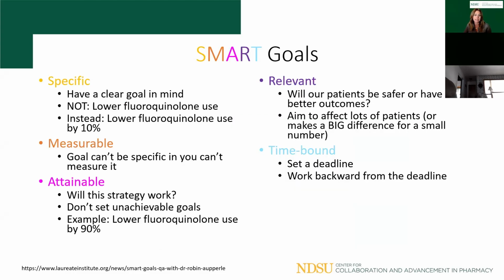An example of specific is really having that clear goal in mind, not just saying let's lower fluoroquinolone use, but instead saying lower fluoroquinolone use by 10%. And you can't be specific without being measurable. So that's why that 10% is on that goal. You want your goal to be obtainable. You don't want to say, let's lower it by 90% when we know that that probably isn't going to happen, or it's going to be really difficult. You don't want to set yourself up for failure.